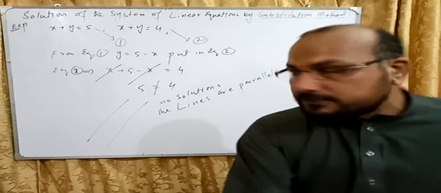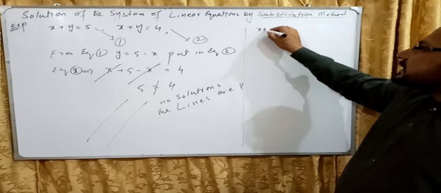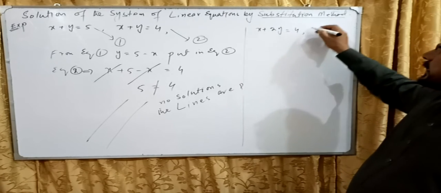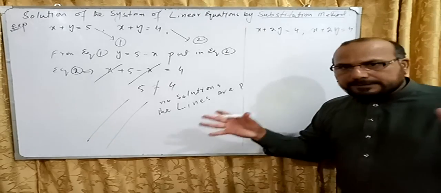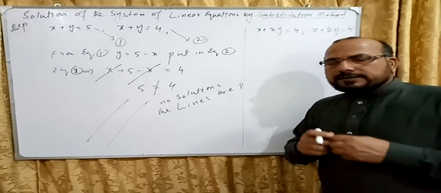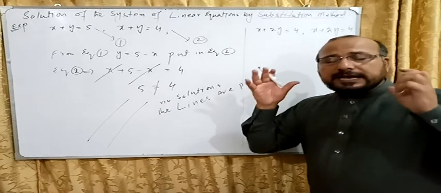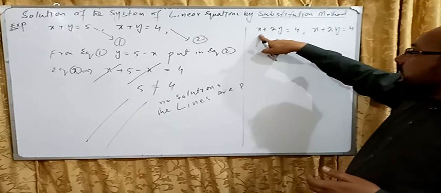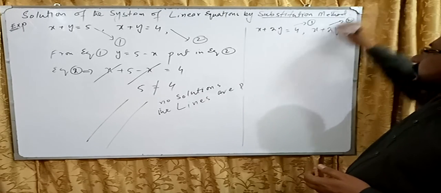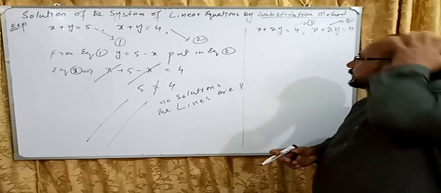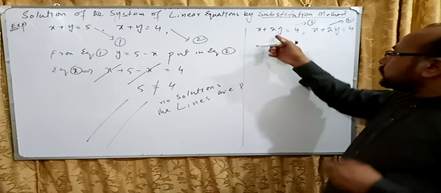Sometimes we have equations like this. For example, if we have x plus 2y equal to 4 and x plus 2y equal to 4, the same equations. In this particular case, we will have no solution. Sorry, in this particular case we will have infinite solutions. How? Look. We will find the value of x or the value of y. So this will become equation 1, this will become equation 2. Now if you put the value of x from equation 1 into equation 2, you can get the value of y.